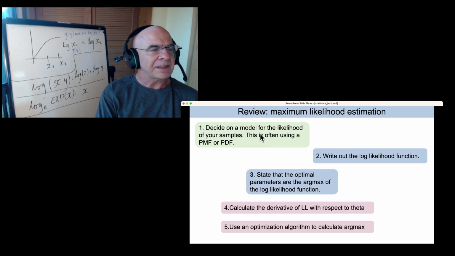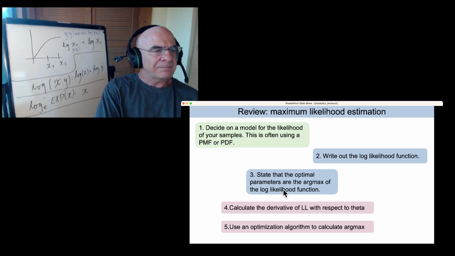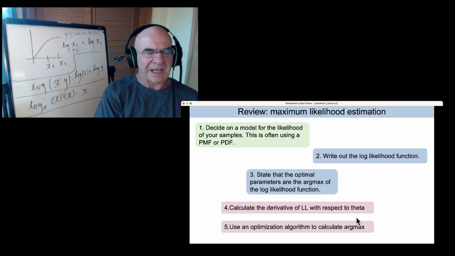Now you want to estimate the parameters. Write out the log likelihood function, which says for every parameter how likely or unlikely it is, and state that the optimal parameters are the argmax of the log maximum likelihood. Calculate the derivative of the log likelihood function with respect to the parameters theta, each one of the individual parameters, and use some optimization algorithm to calculate this max.